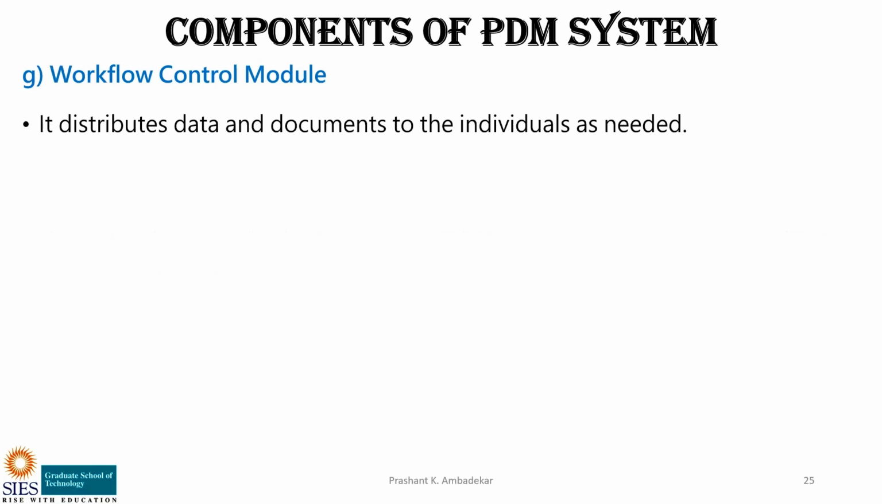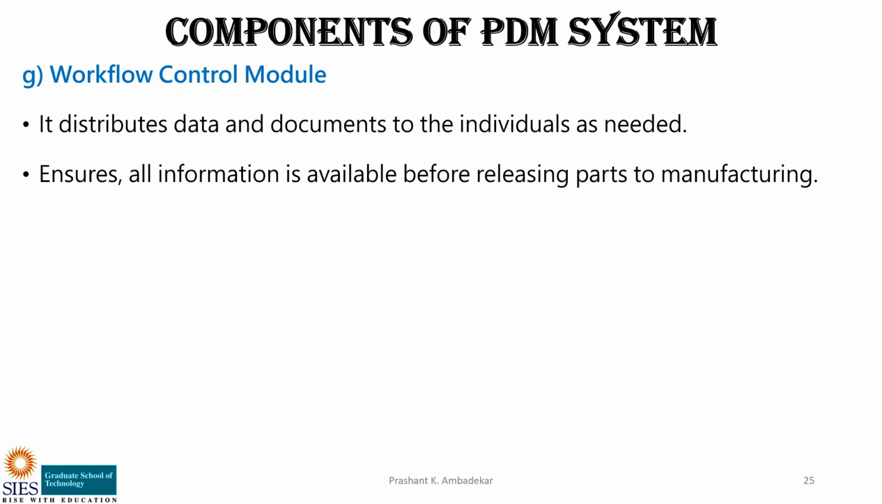Next activity that the workflow control module or the inspector does is it distributes the data and document to the individual as needed. If the person responsible for the next step is absent, it can automatically pass the work to the most suitable replacement or the next higher authority. The module, on the basis of the workflow and the product structure, ensures that all the necessary information is available before releasing parts to manufacturing.